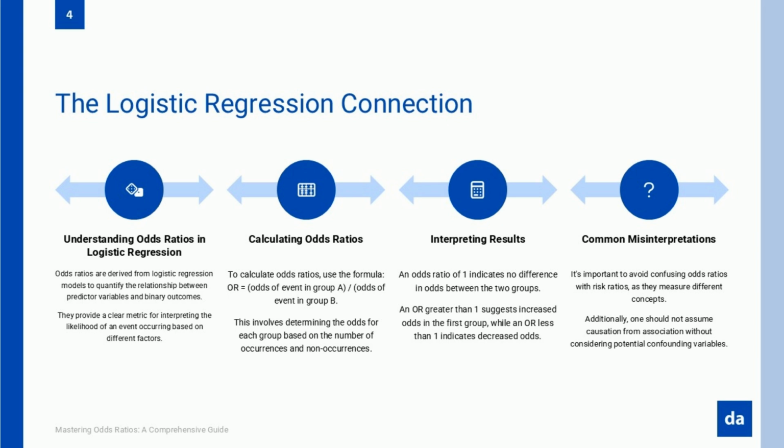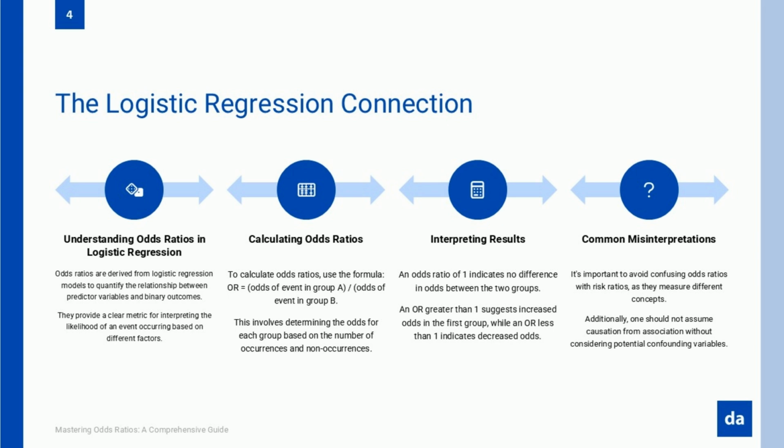Let's break it down. In logistic regression, we're essentially modeling the log odds of an event occurring, but log odds aren't particularly intuitive or easy to explain, especially to stakeholders who might not have a statistical background. This is where the magic of odds ratios happens. By exponentiating these coefficients, we transform them into odds ratios, which are much more interpretable.